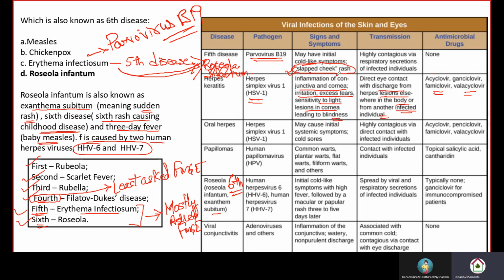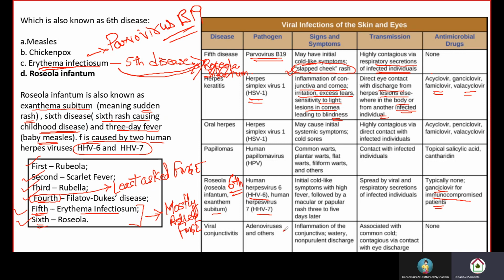Slapped cheek rash, contagious via respiratory secretion of infected individuals. Slapped cheek rash occurs in erythema infectiosum or fifth disease. And in sixth disease, it is HHV6 and HHV7. Human herpes virus 6 and 7 is the causative organism. Cold-like symptoms with high fever followed by macular or papular rash 3 to 5 days later, and spread by respiratory secretion of infected individuals. For immunocompromised patients, ganciclovir can be given.